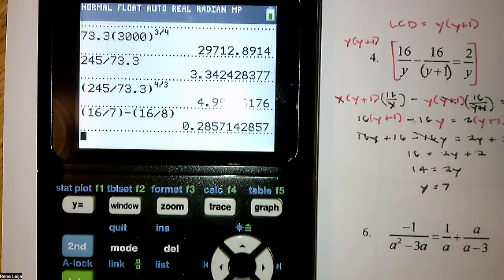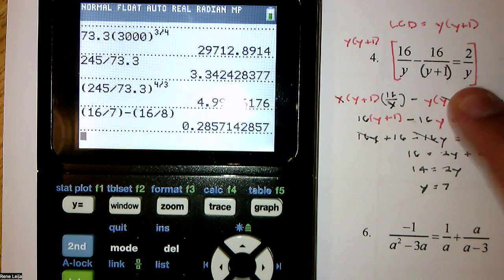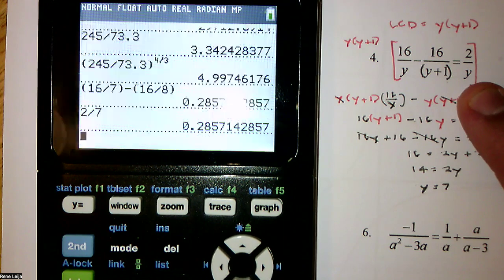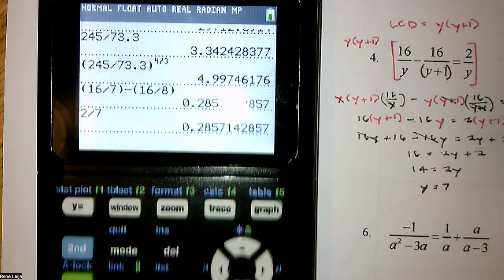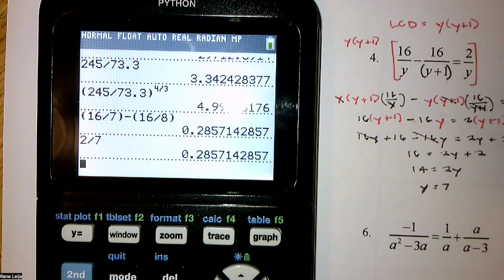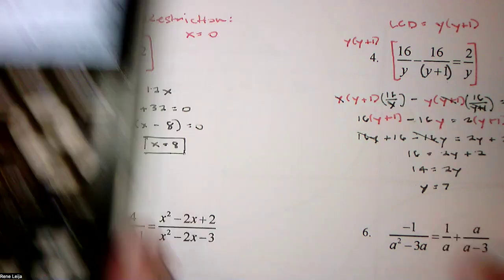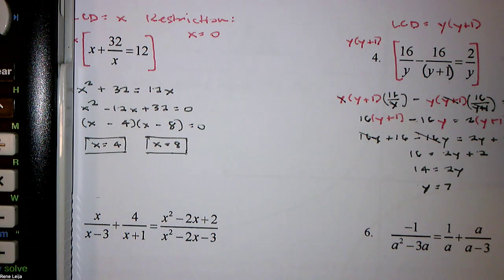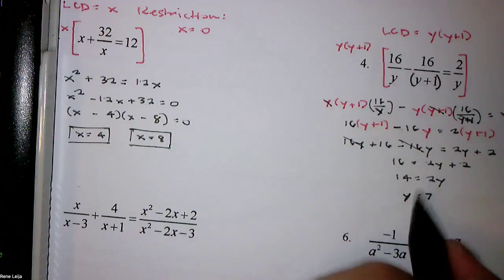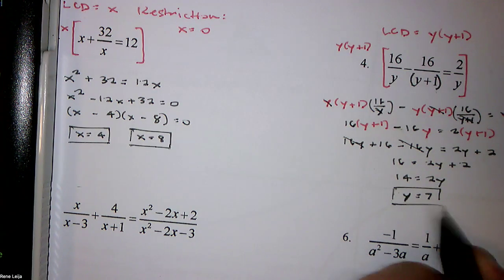I don't care that it looks like that, okay? Because I'm going to check it against what it equals, which if y is 7, would be 2 divided by 7. And notice that we get the same decimal answer. Okay, so that tells me that 7 is the correct answer since the left side does equal the right side. Okay, and since it is not a value that is restricted, then we're good. 7 is our solution. Okay, all right.